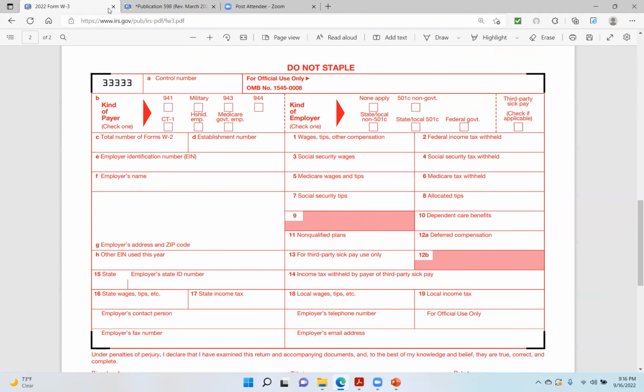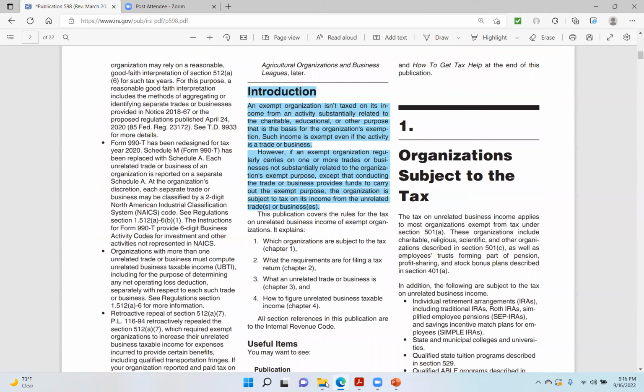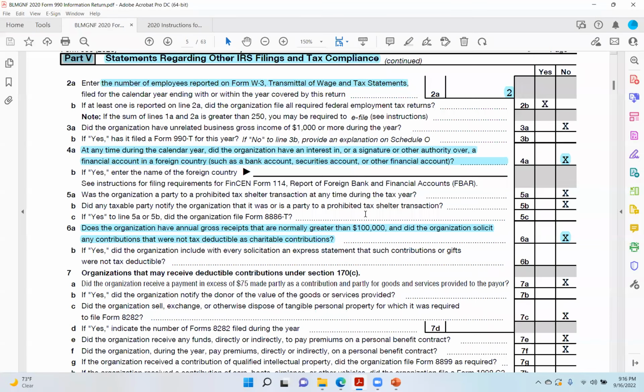So that's the Form W-3. Okay, so now I'm going to keep going. So now we're back to the Form 990 information return, and on line 4A, at any time during the calendar year, did the organization have an interest in or a signature or other authority over a financial account in a foreign country, such as a bank account, securities account, or other financial account? And the answer was no.